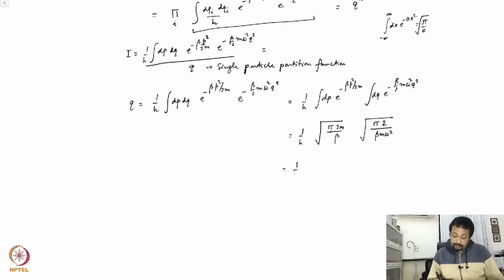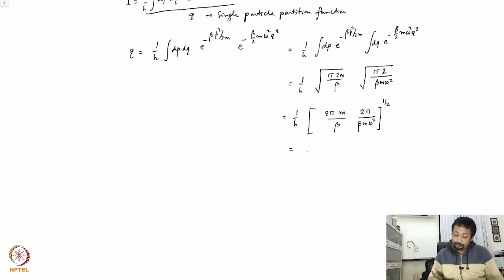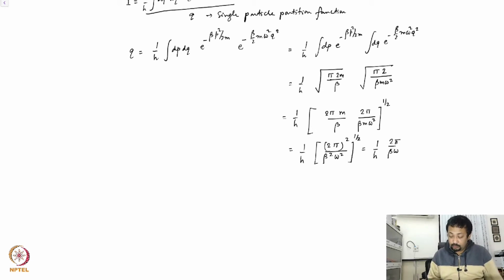So if I bring everything together, then I have 2 pi times m beta, and I have 2 pi times beta m omega square, and then essentially I have that raised to the power half, which gives me 1 over h over 2 pi whole square beta square omega square, and that is essentially raised to the power half, and that you are going to get as 1 over h over 2 pi times beta omega.